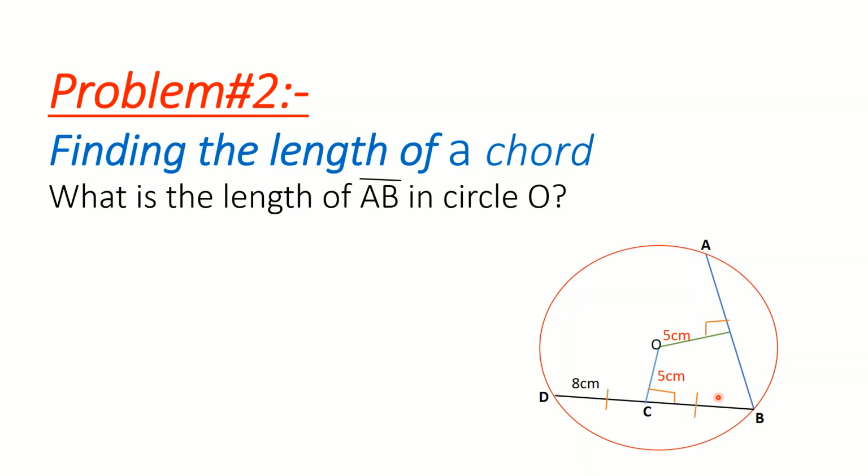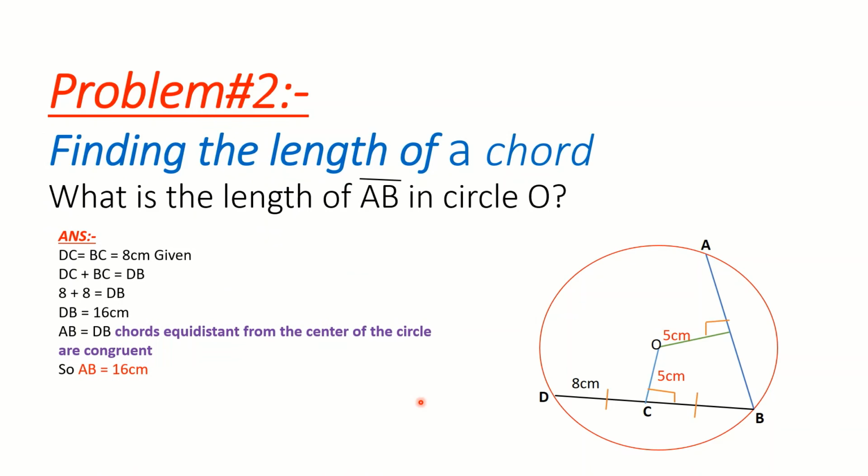Then what is the length of DB? It is 16, because this is congruent to this one, this is 8, this is also 8, which means DC is equal to BC, 8 centimeter given. DC plus BC, which means 8 plus 8 is equal to 16. So AB is equal to DC as it is equidistant from the center.